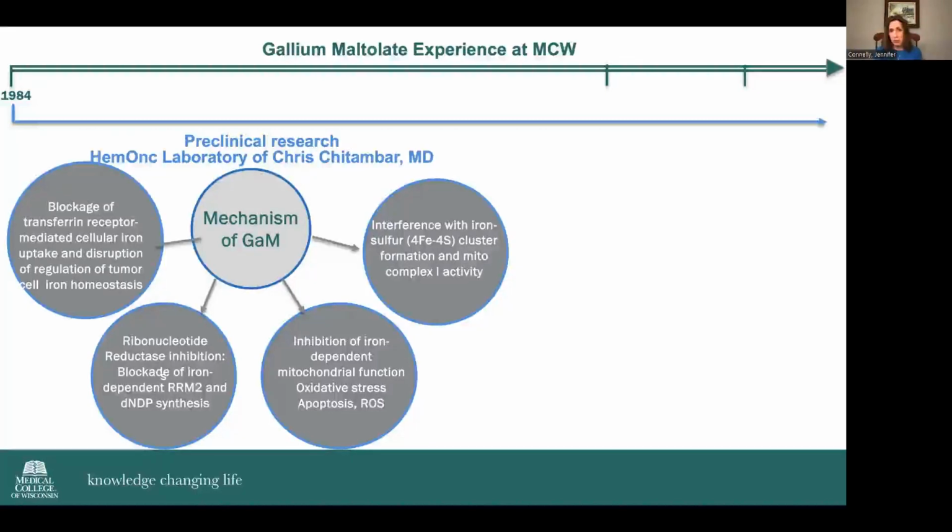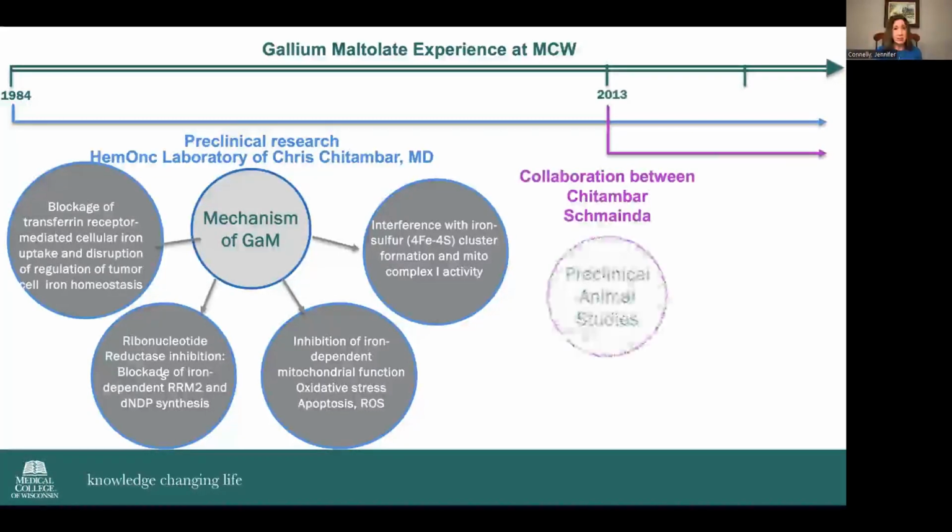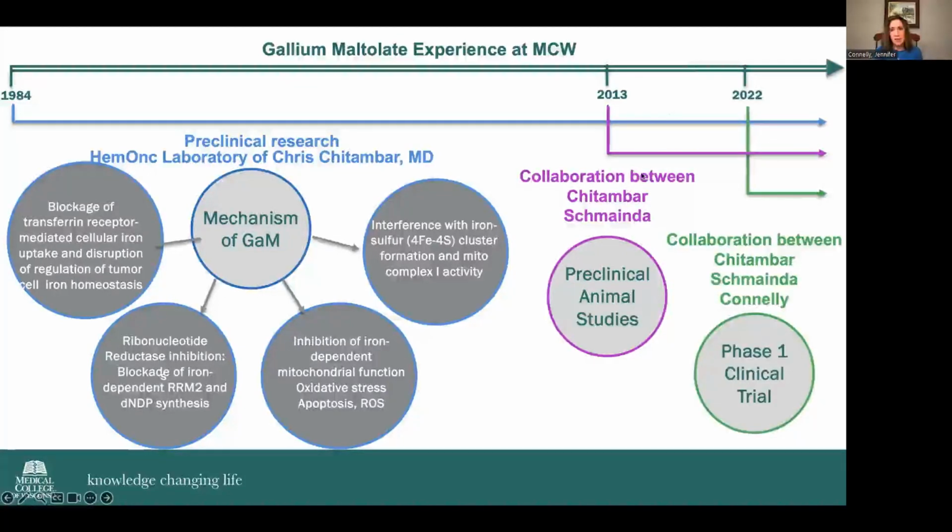When we think about glioblastoma, that research didn't really start until recently in 2013. And this was due to collaborations between Dr. Chitambar and Dr. Kathleen Schmenda when they started looking at the preclinical animal studies. And then 9 years later, we opened the first phase 1 clinical trial.